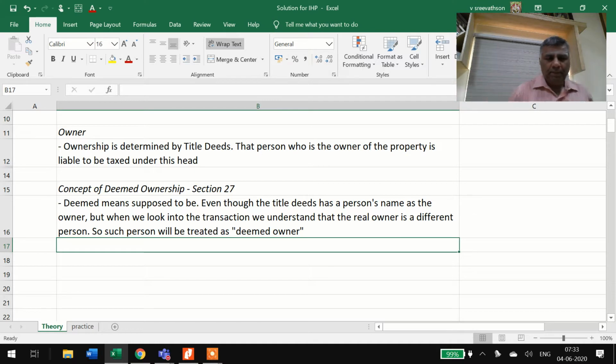Deemed means supposed to be. Even though the title deed states a person's name as the owner, when we look into the transaction, we understand that the real owner is a different person. Such a person is the real owner.